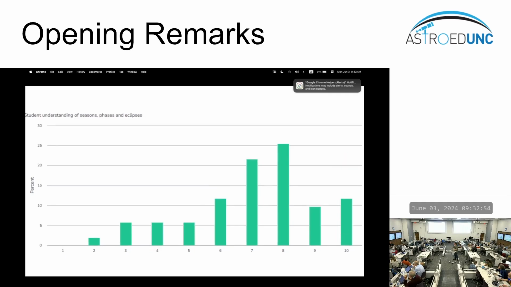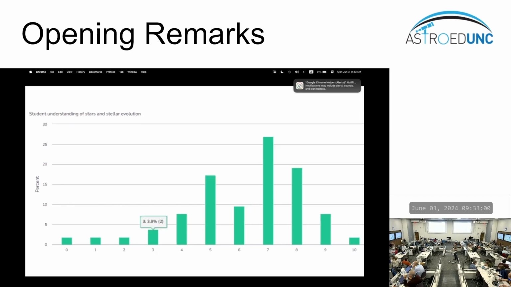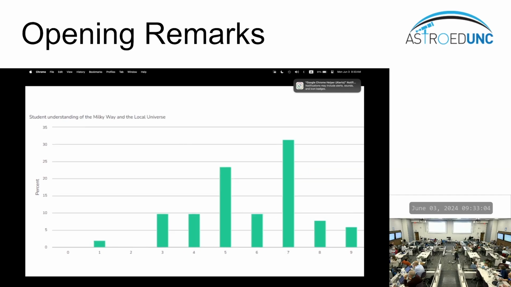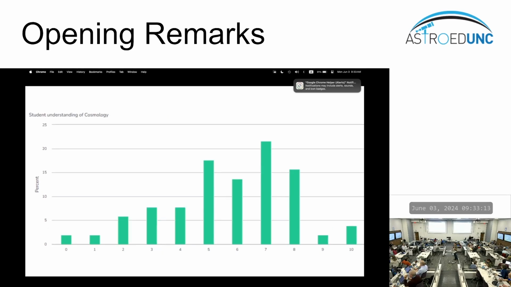Seasons, phases, and eclipses, kind of important, not as dramatic as other things. Stars, about the same level, kind of important. Understanding the Milky Way, about the same level. And understanding of cosmology is about the same level, maybe a bit lower.